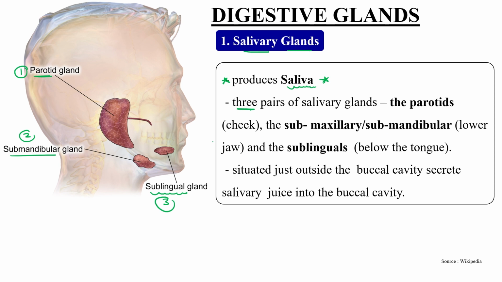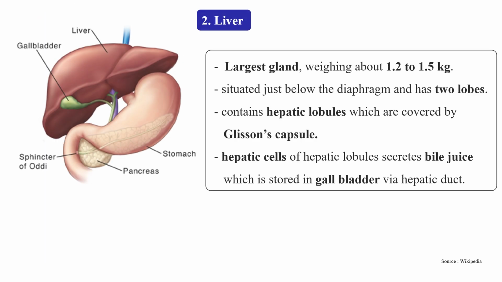First, the parotid gland is present on the cheek side. The submandibular is present over here in the lower jaw area. We can also use the term submaxillary for the same. And the sublingual is present just beneath the tongue. These glands are situated just outside the buccal cavity and secrete salivary juice into the buccal cavity. Clear?